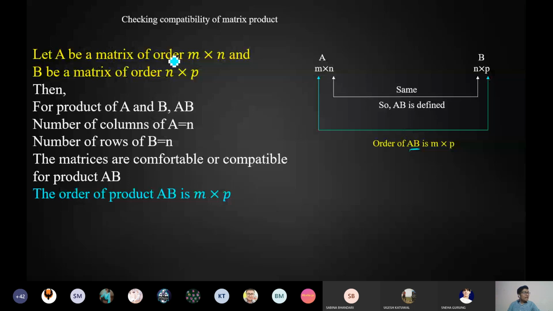If the product of matrices is possible, the product will also be a matrix. It will not be any random scalar. The product of the matrices will be a matrix having the order m cross p. Okay, I'll give you one example here. Just write it fast.